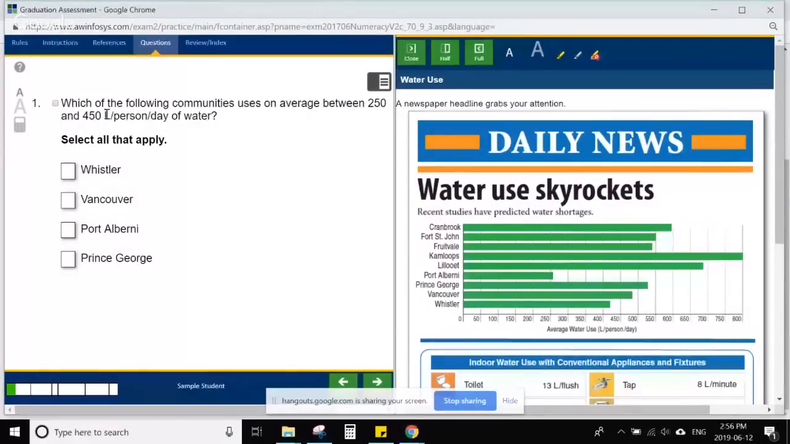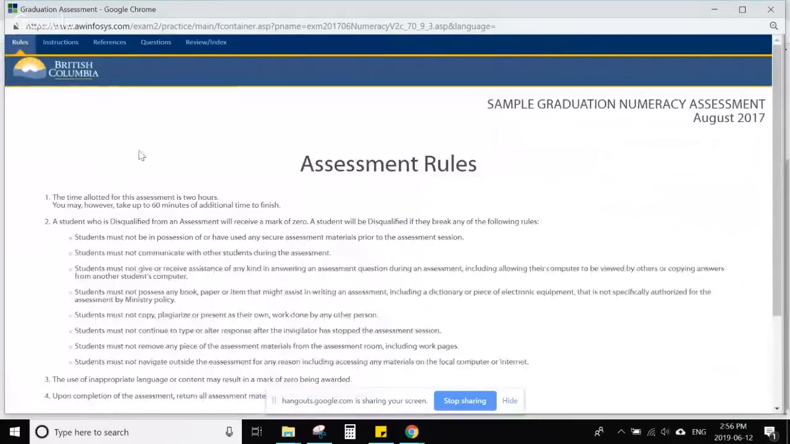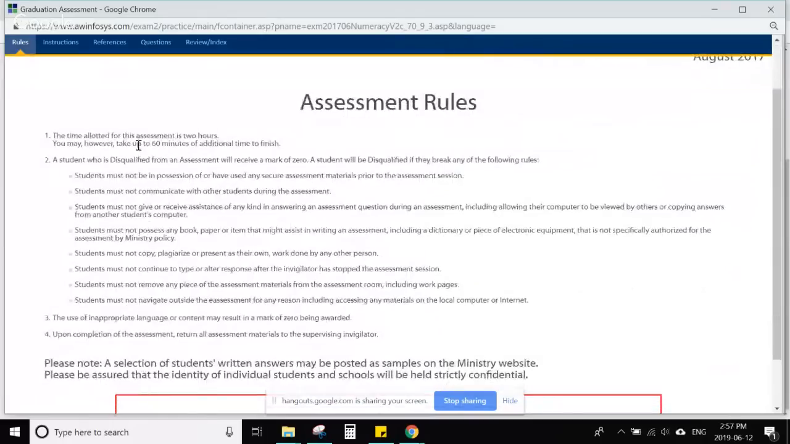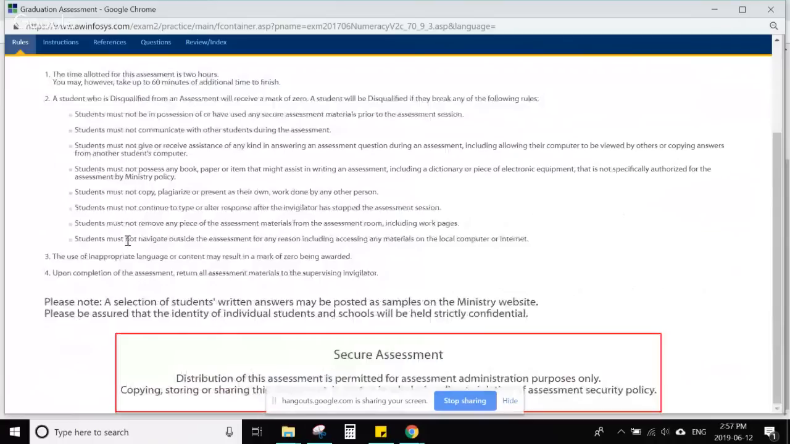So let's hop into the rules here. When you first open it up, it's going to show you the assessment rules. I'm not going to take time to read all these, but I highly recommend that you do. I want to point out that there can be grounds for a mark of 0 being awarded for inappropriate language or content. So just keep that in mind, as well as any breaking of these other rules.